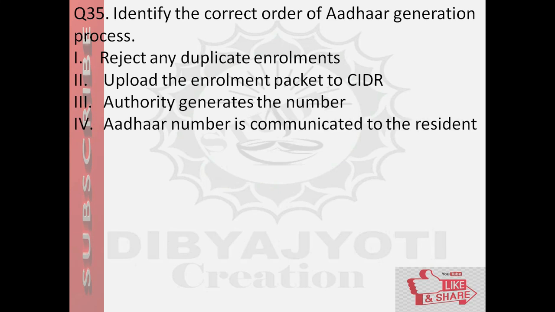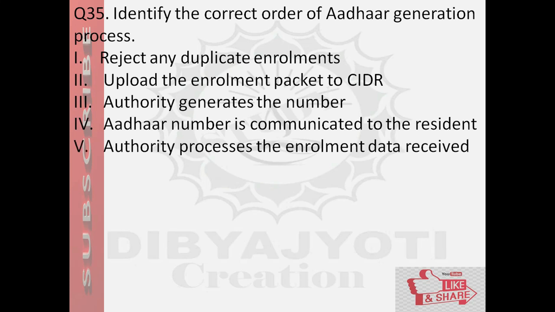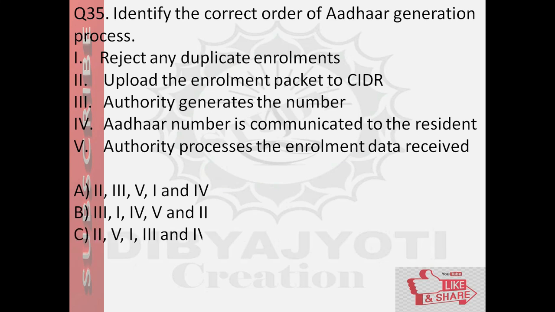Option 4, Aadhaar number is communicated to the resident. Option 5, authority process the enrollment data service. And options are, option A, 2, 3, 5, 1, 4, means 1, 2, 3, 4, 5. B, 3, 1, 4, 5, 2. C, 2, 5, 1, 3, and 4.